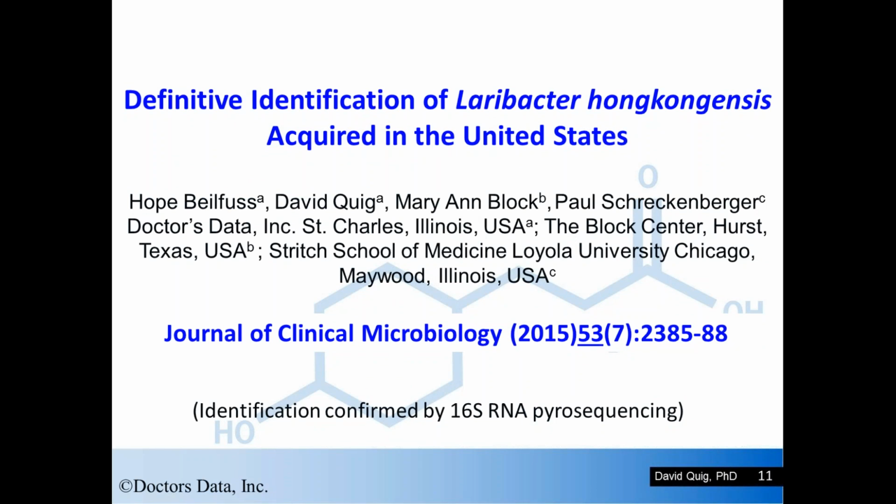And using this method, we were able to identify the first case of a Laribacter hongkongensis as acquired in the United States. This organism was identified in Europe, Africa, and even Australia in the past, but it's never been identified in the U.S., and that's because the older techniques did not have the ability to identify this bacteria. And we were very proud of this identification.